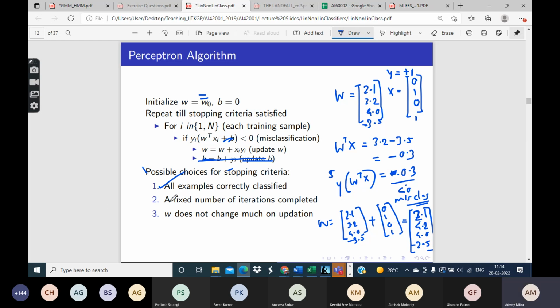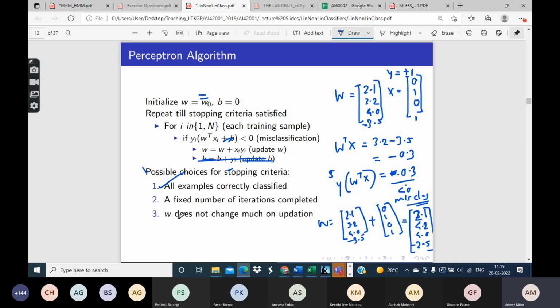But it may happen that the data set is not linearly separable. In that case, you will have to find some kind of approximate solution, so you will have to stop at some point. You may have some fixed number of iterations, let us say 100 or something like that, after which you just stop. Whatever is the current estimate of W, even though it is not able to correctly classify all the examples, you just stop there.